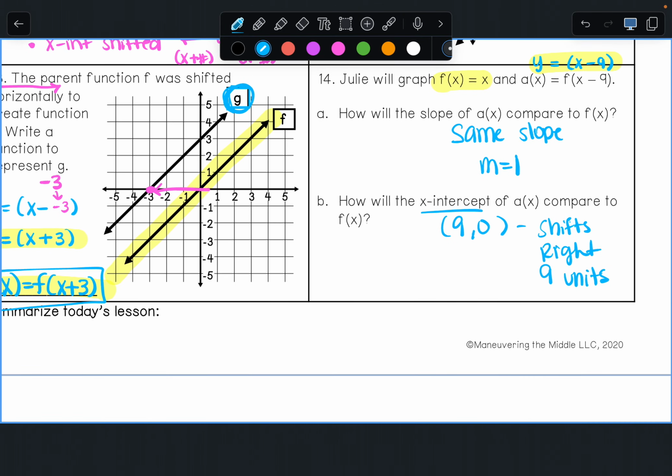So, we looked at two different numbers. I'm just going to write it in y equals form. Hold on, I didn't mean to put plus, minus. Okay?